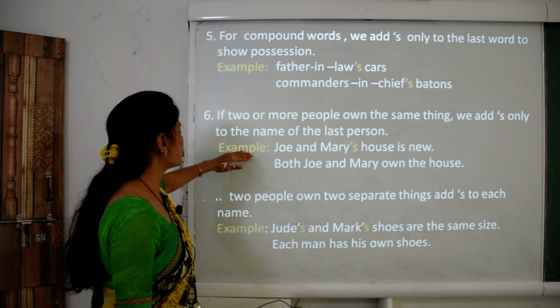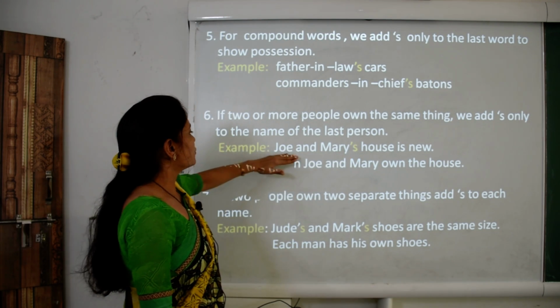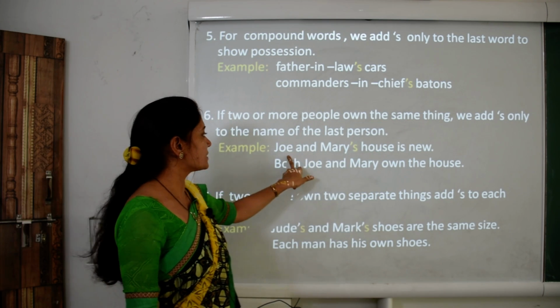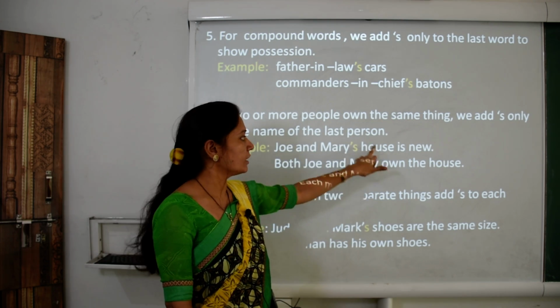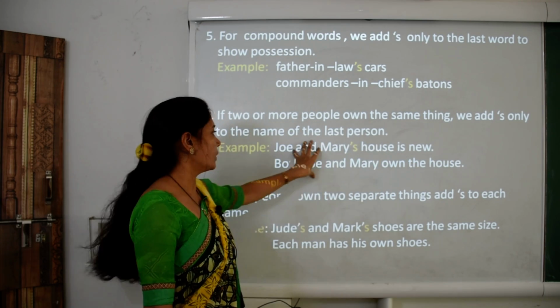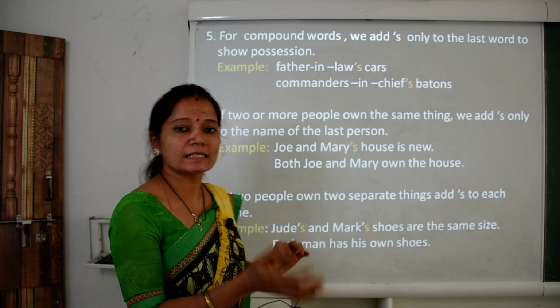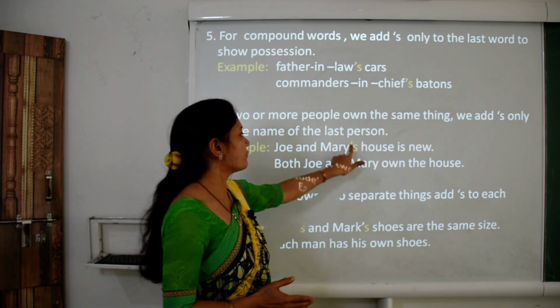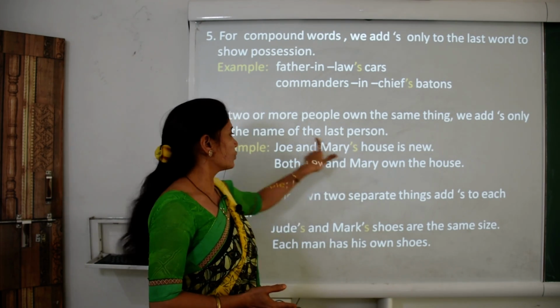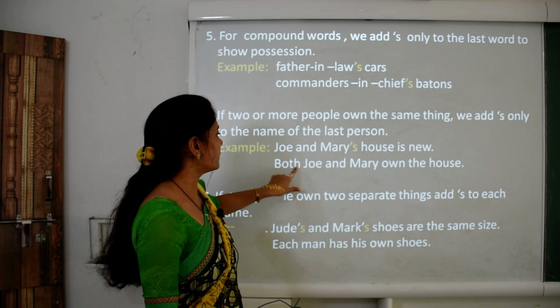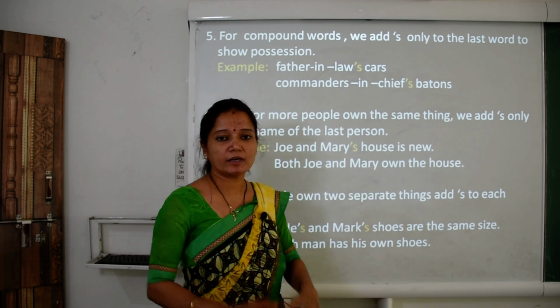Okay, let's look at some examples. Joe and Mary's house is new. So here two persons are there, Joe and Mary. The house is new, so they both are the owners of that house. So they own the same thing, so we'll add apostrophe s with the second person, not with the first person. Okay, let's see the next example. Both Joe and Mary own the house.